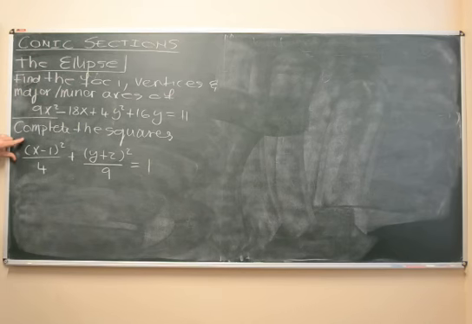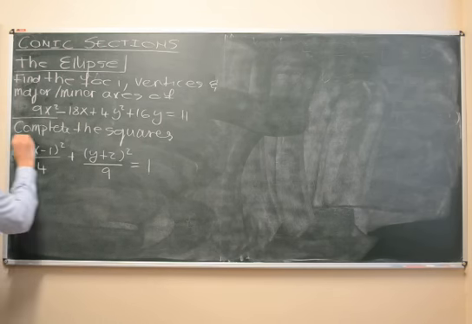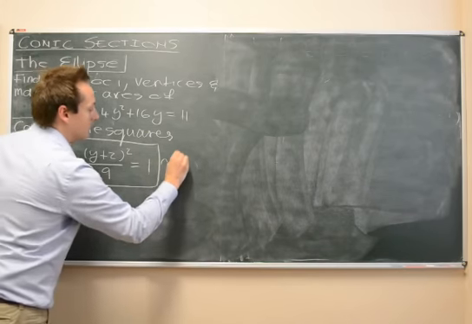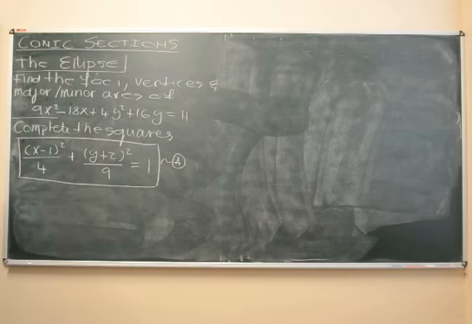So you should practice doing this yourself. Just take all the x terms, take out whatever common factors you can, do the same for the y terms, complete the squares and write it in this standard form. Let's call this ellipse A.